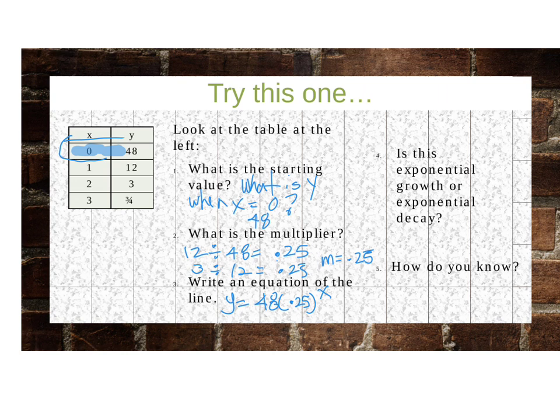Is it growth or is it decay? It is decay, and how do we know? A couple ways. One way is the multiplier is less than 1. The other way is we can see by looking at y that it goes down from 48 to 12 to 3 to 3/4.